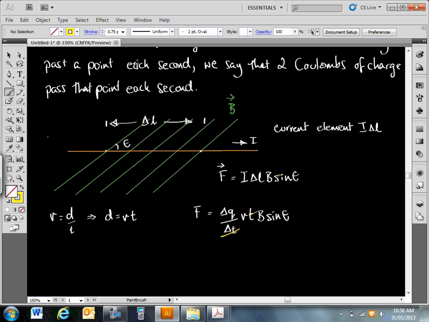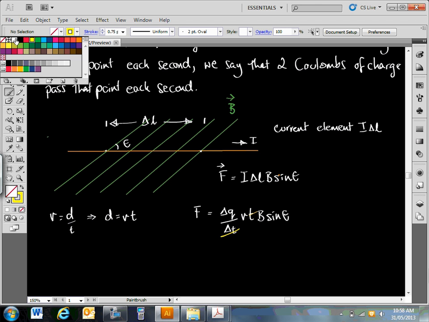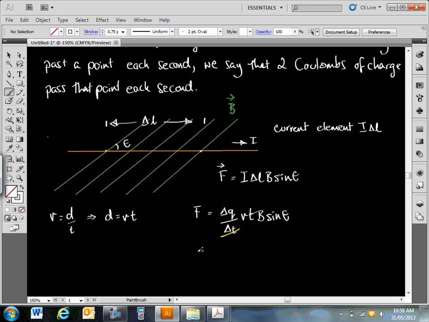And we're left with our new formula for the force in relation to the charge, Q, the velocity of the charge or the flow of charge, the magnetic field, and then the angle that the magnetic field makes with that flow of charge. F is now equal to QVB sine theta.